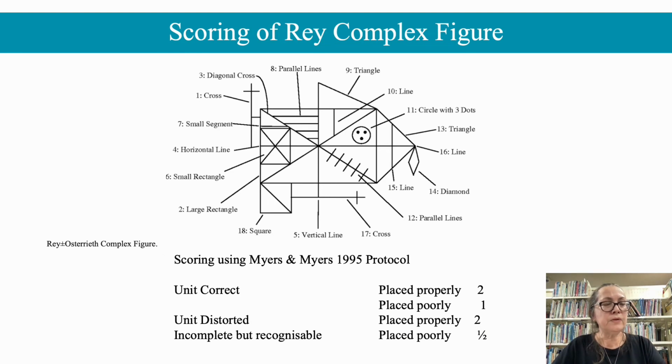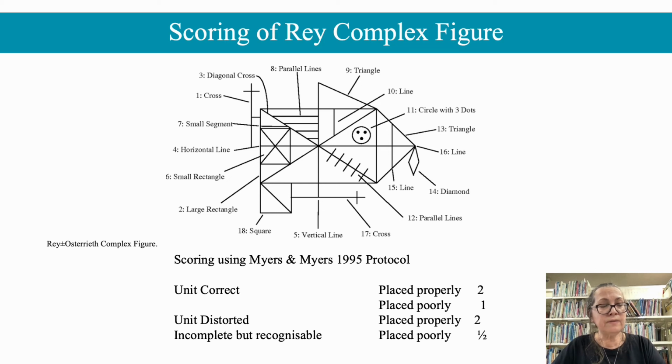There are many methods of scoring depending on the version of the Rey Complex Figure that has been administered. Each scoring system has its own manual, administration, norms, and protocols. The most comprehensive qualitative scoring system is the Boston Qualitative Scoring System, developed by Stern et al., 2007. The most extensive quantitative system is the Myers and Myers 1995 system.